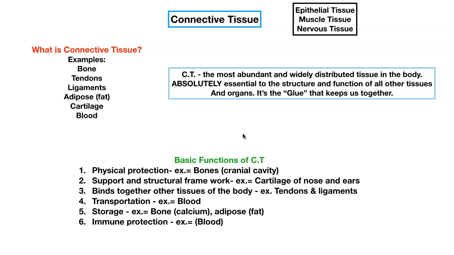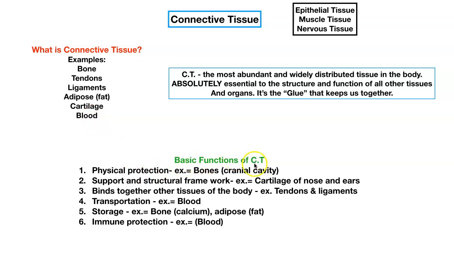So what is connective tissue? Well, connective tissue connects all other tissues in our body together. It is the most abundant tissue in the body, and it is absolutely essential to the structure and function of all other tissues and organs. I read somewhere that it is basically the glue that keeps us together. Some examples of connective tissue would be bone, tendons, ligaments, adipose, which is basically fat, cartilage, and blood.